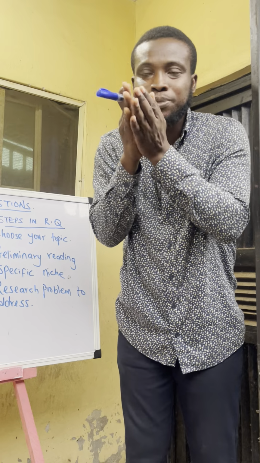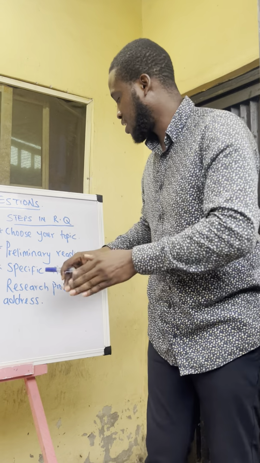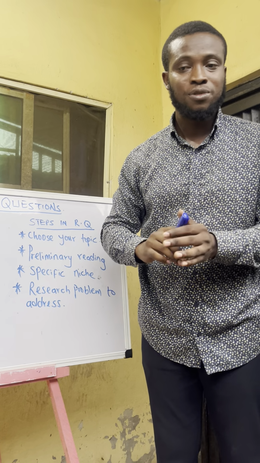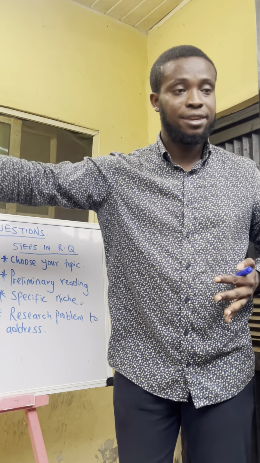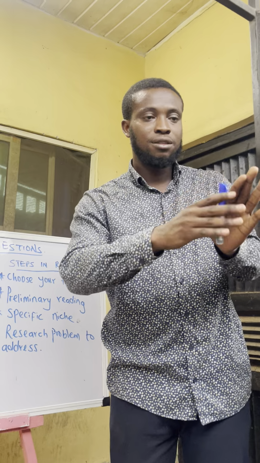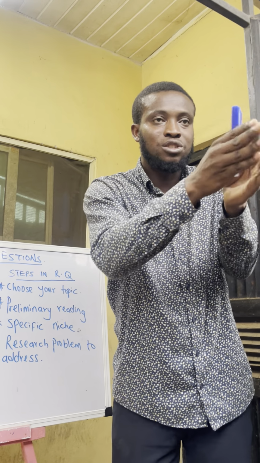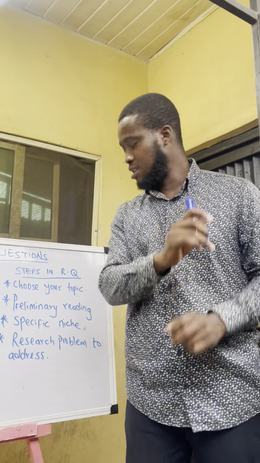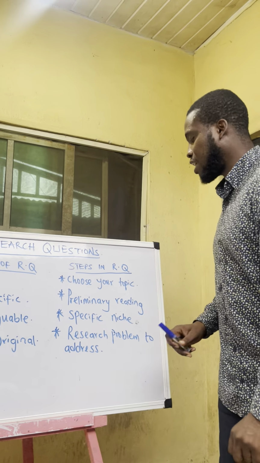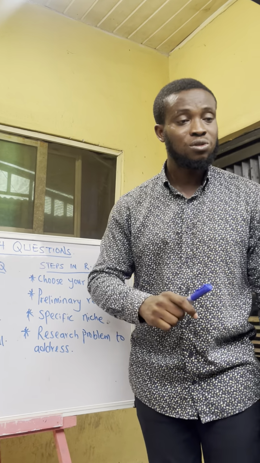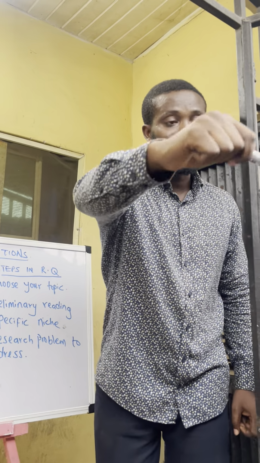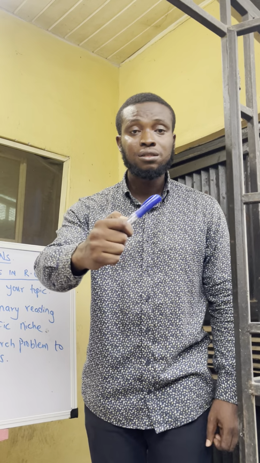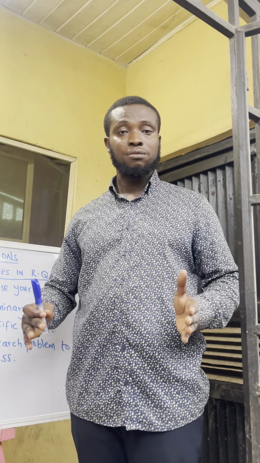So you should make it specific. You must actually create a specific niche for your area, so that your work won't be vague. To be clear, this is the purpose this person is doing this study. Let's go to create a niche. Then research problem to be addressed. Your research question should address the problem you've identified. And if you do that, you're home and dry.